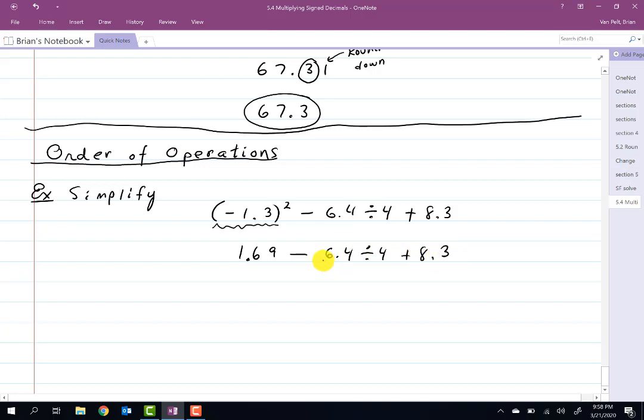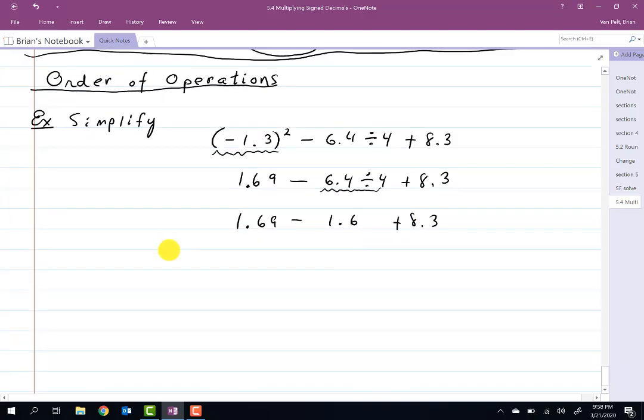Next, I should do this part here, the division part. So I'll bring this stuff down, and I'll do the division next. If you think about it, 64 divided by 4 is 16. So this guy right here is 1.6 plus 8.3. And now it's just a matter of going directly across. I should probably put equals for each of these things. For this part right here, I'll get 0.09. And this ended up being very easy then, 8.39.